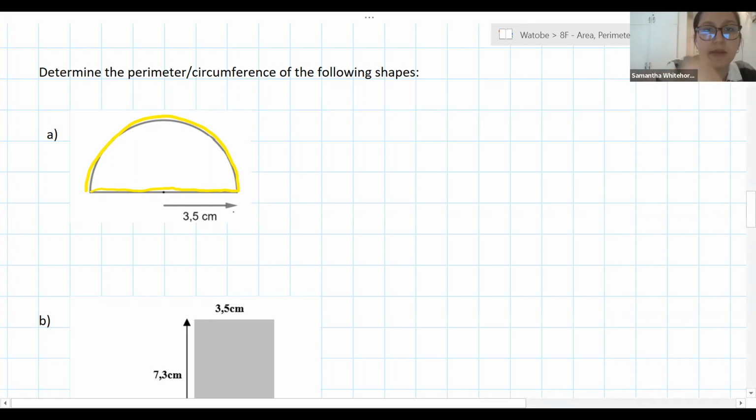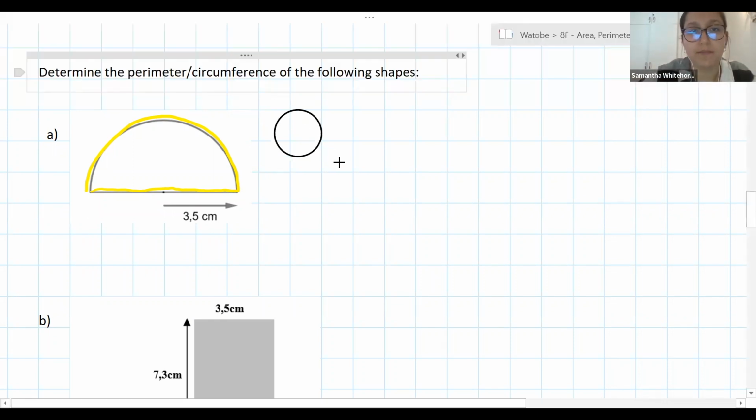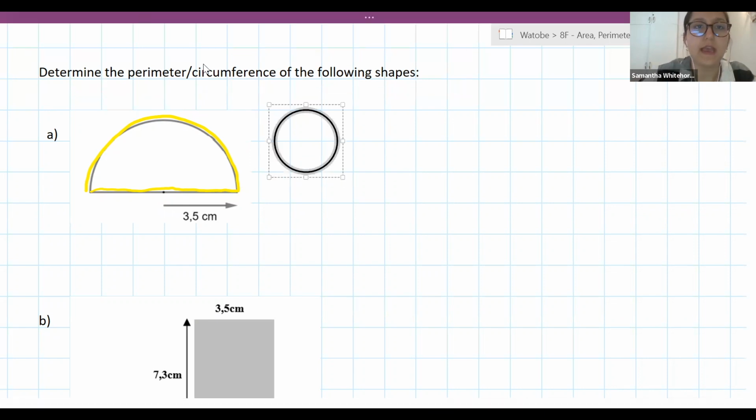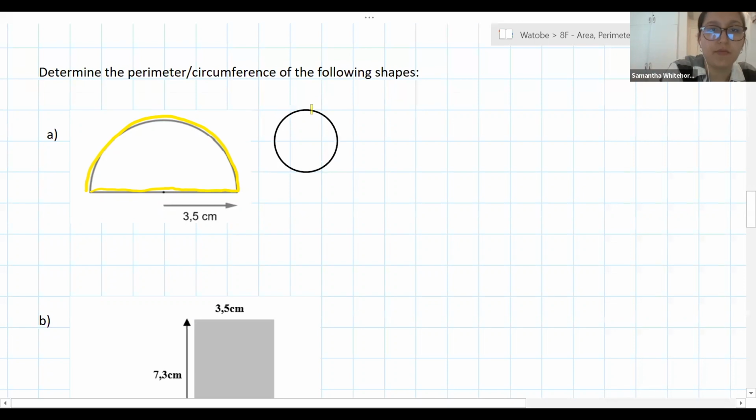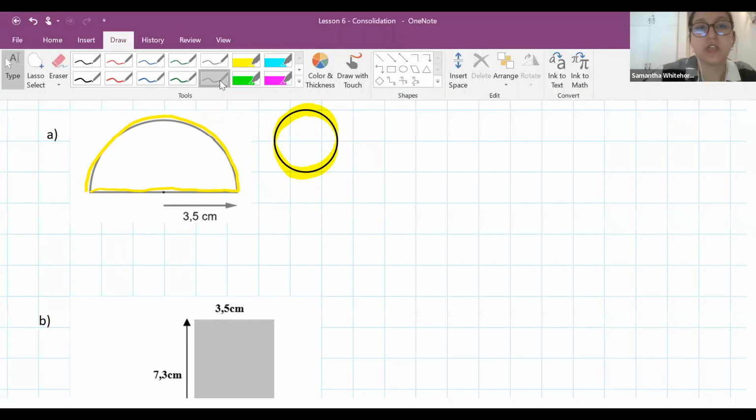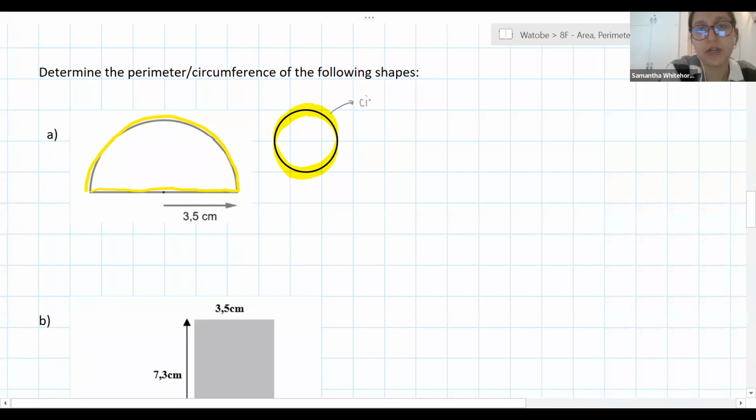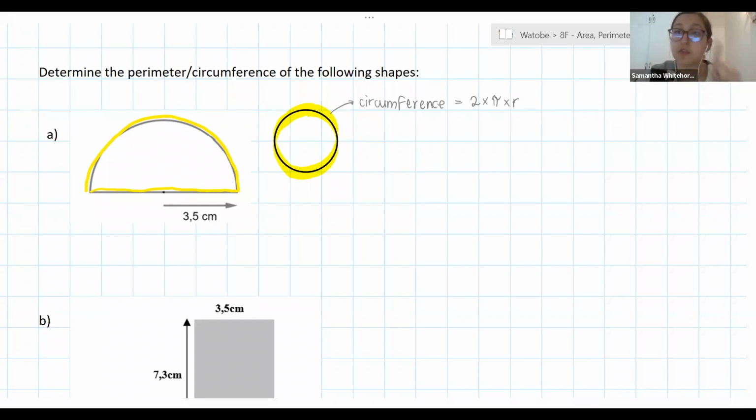Now, what we need to remember is that when we are working with circles, we've got quite a few formulas that we need to remember. So if this is our circle over here, and we want to determine the circumference of a circle, which is basically a special word for the perimeter of a circle, the circumference has its own unique formula. So circumference, such a long word, is equal to 2 times pi times r. That is our formula for the circumference or the outside length of a full circle.